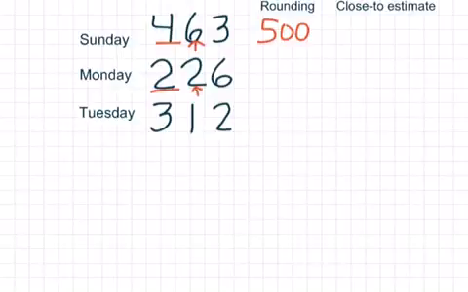The 200 is the column I'm talking about. This 2 makes my decision. Since it's a 2, I stay the same. So it's 200.